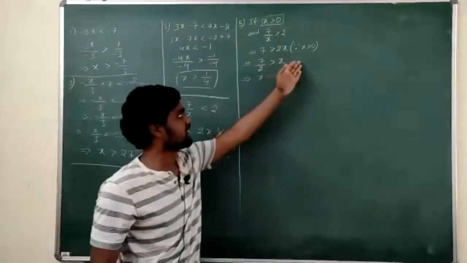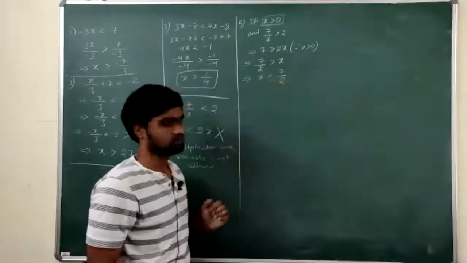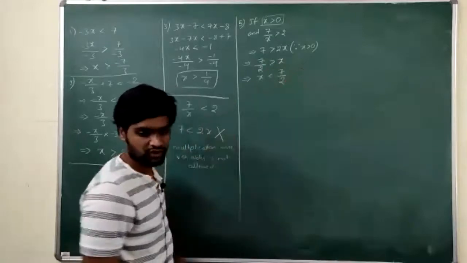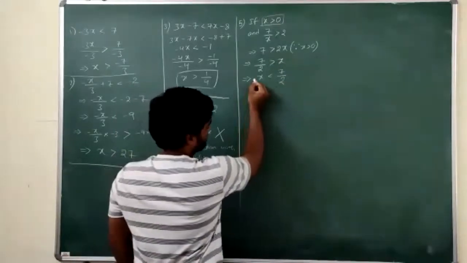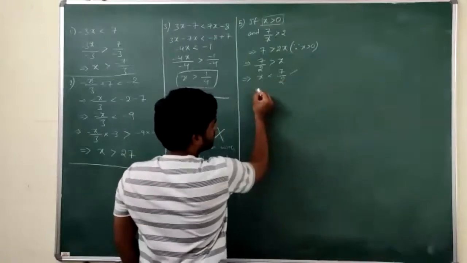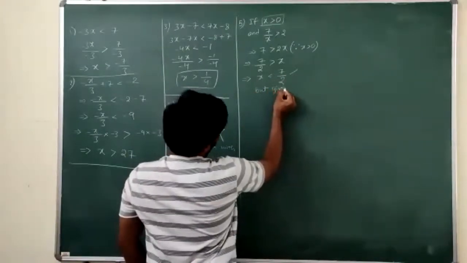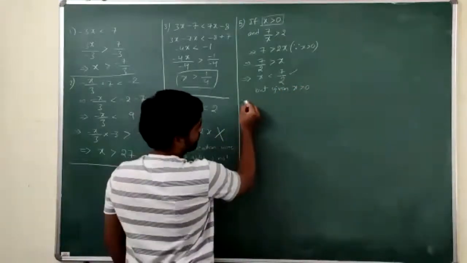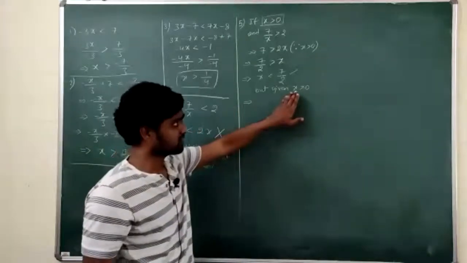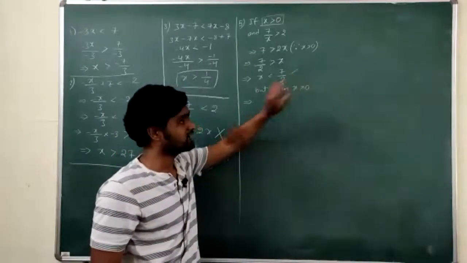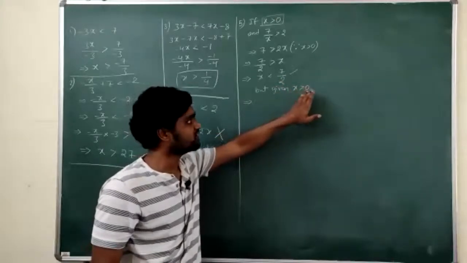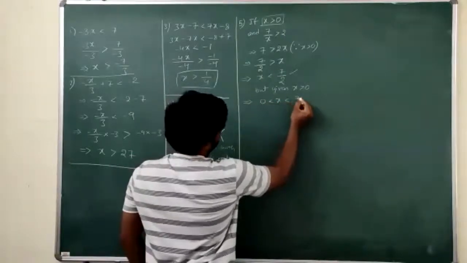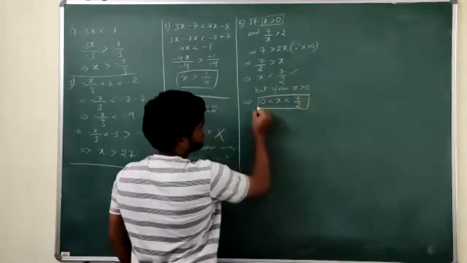If a is greater than b, can I say b is less than a? Yes, it is true, right? Now x is less than 7 by 2, but given x is greater than 0, so what about x? X is greater than 0 but less than 7 by 2. Values of x lie between 0 and 7 by 2. So 0 less than x less than 7 by 2. That is the answer.